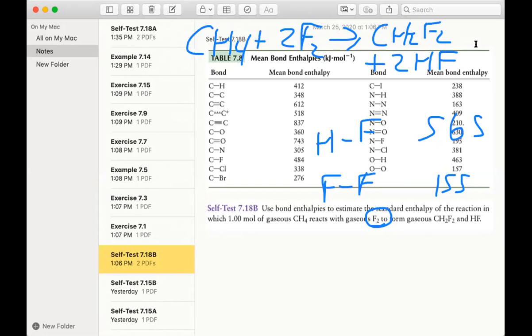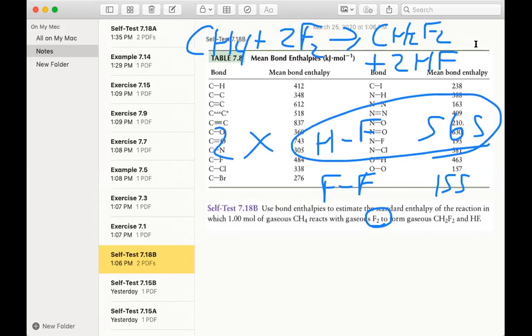Yeah. Okay, so here's how this works. You have two HF bonds forming, so you multiply this by 2. And you have two CF bonds forming, so CF is right here, 484, you multiply that by 2. So it's reactants minus products. That's one way to think of it. Equals, okay, so let's go over here.